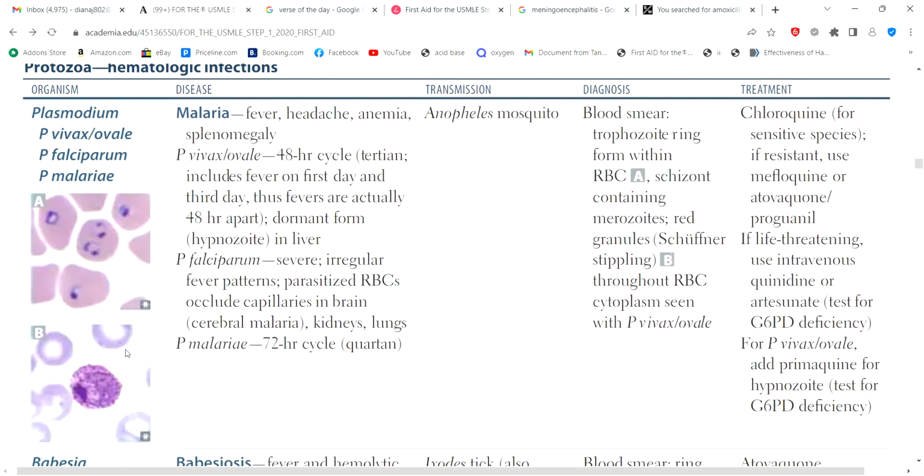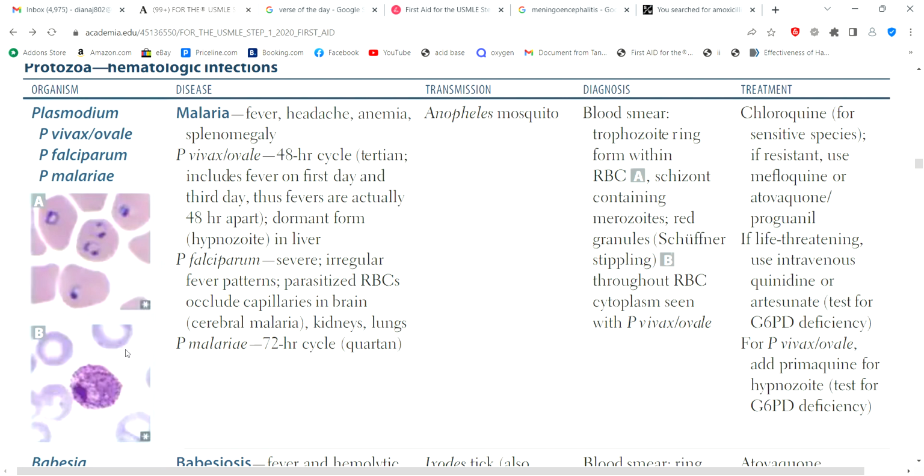Treatment is chloroquine for sensitive species. If they are resistant to chloroquine, you give mefloquine or atovaquone-proguanil. If life-threatening malaria, use intravenous quinidine or artesunate. Okay, and for P. vivax and ovale, add primaquine for hypnozoites.